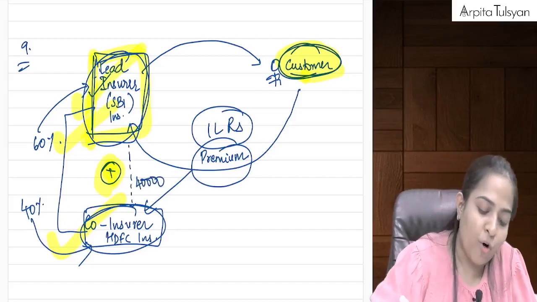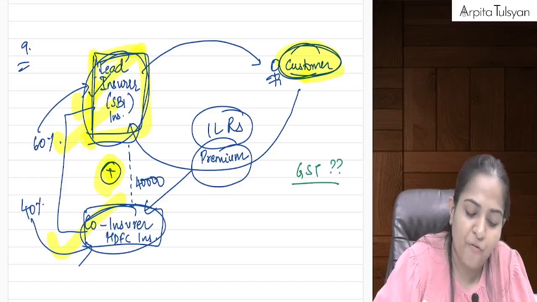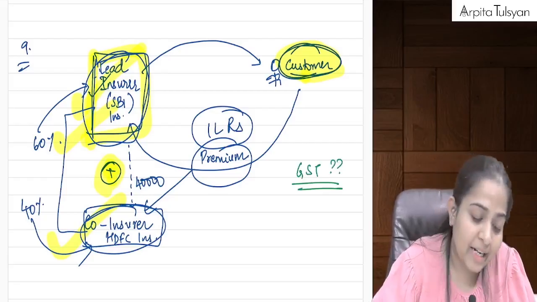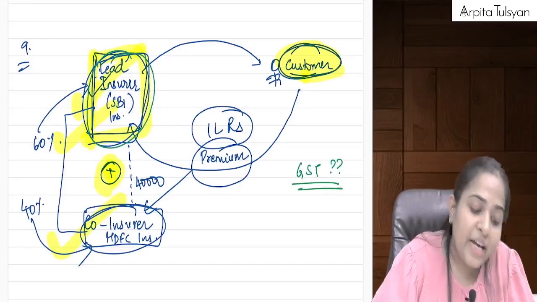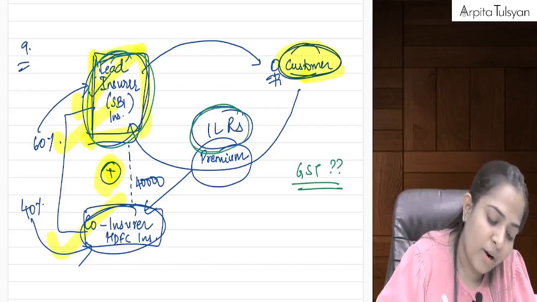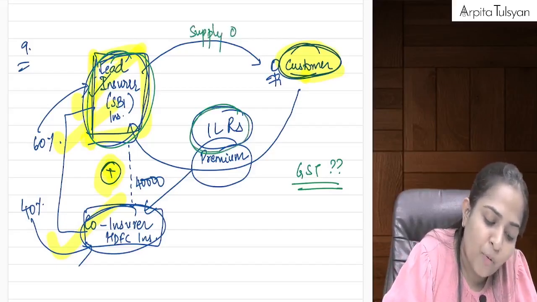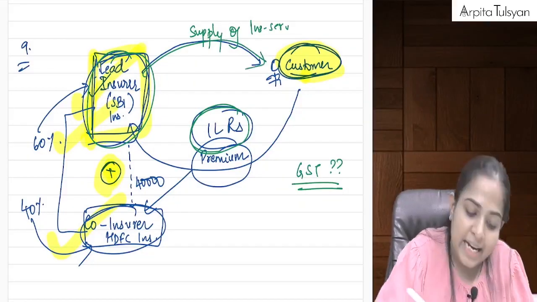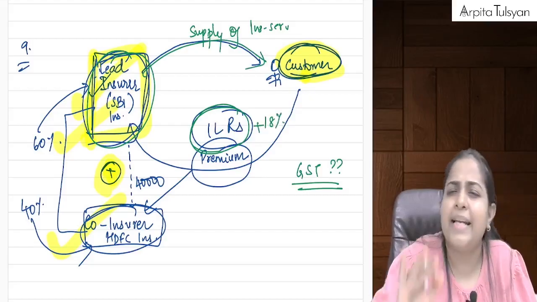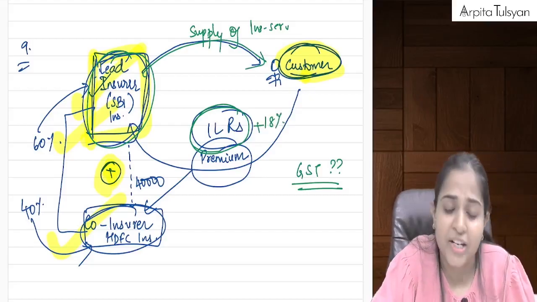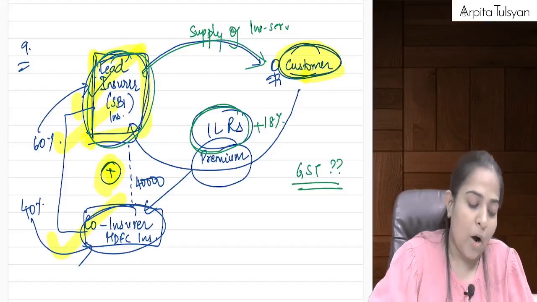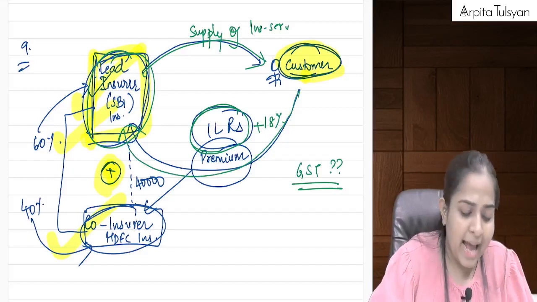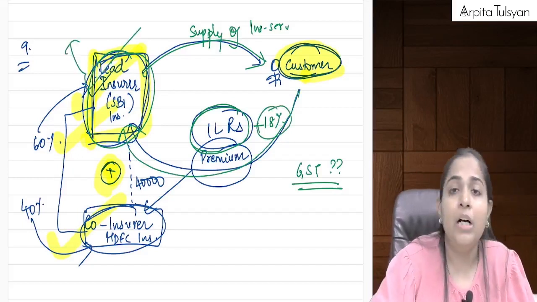Normal. Now I want you to understand the impact of GST. What will be the impact of GST? If the lead insurer has paid GST, can we say he is doing a supply of service? He is providing a supply of insurance services, so he will charge the customer 1 lakh rupees plus 18%, for example. The customer will pay the GST portion to the lead insurer on the full 1 lakh, and then the lead insurer will go and pay it to the government.